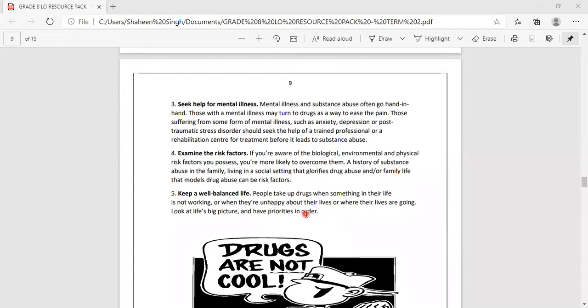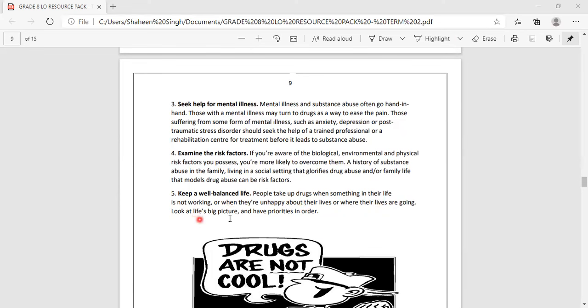And lastly, it's important to keep a well-balanced life. Make time for your work, make time for your family, make time for your friends, and make time for God. And normally people take up drugs when something in their life is not working, or when they're unhappy about their lives or experiencing stress.